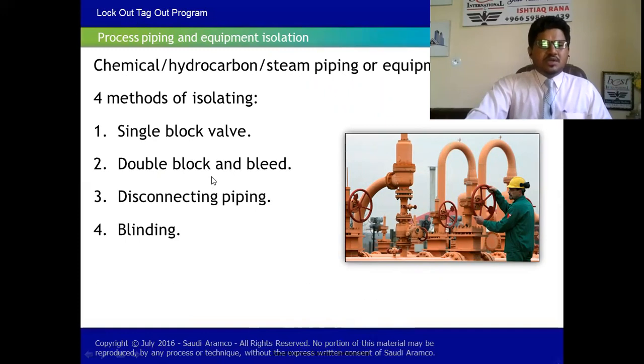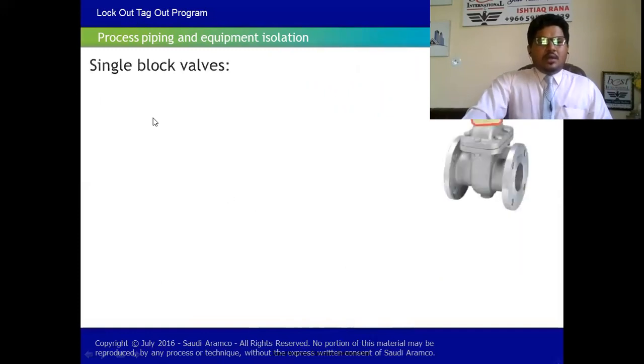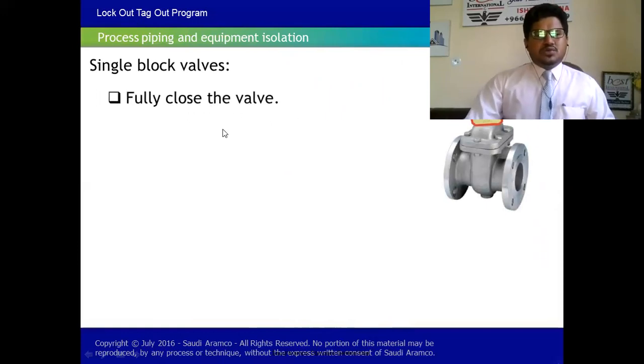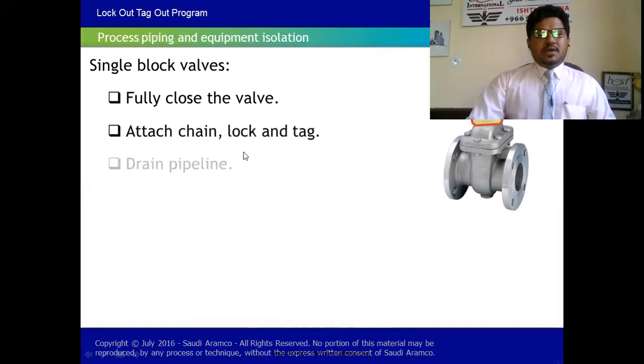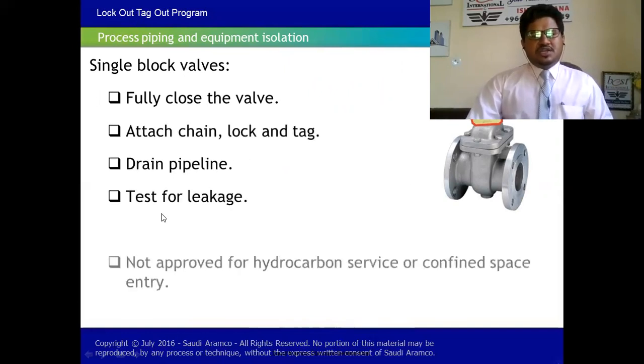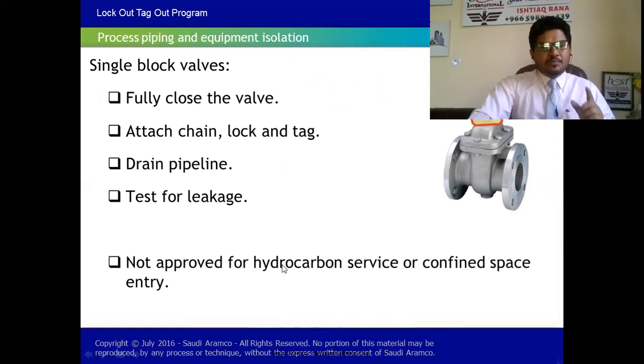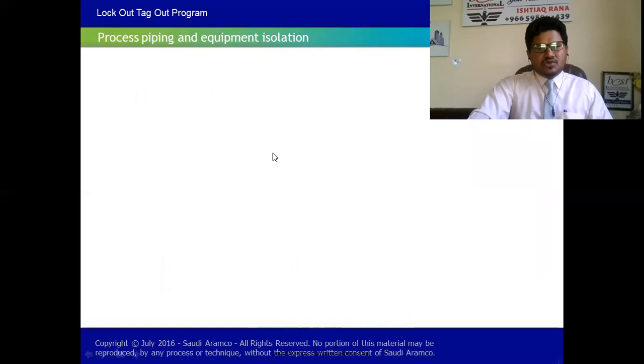Let's discuss about single block valve. Single block valve, look at the picture. What we're going to do is number 1 step, fully close the valve, attach chain lock and tag, drain pipeline, test for leakage. So testing and verification is important. But remember, this is not approved for confined space isolation or lockout tag.